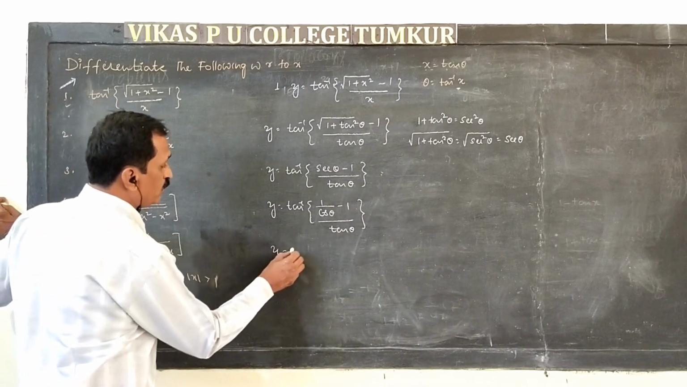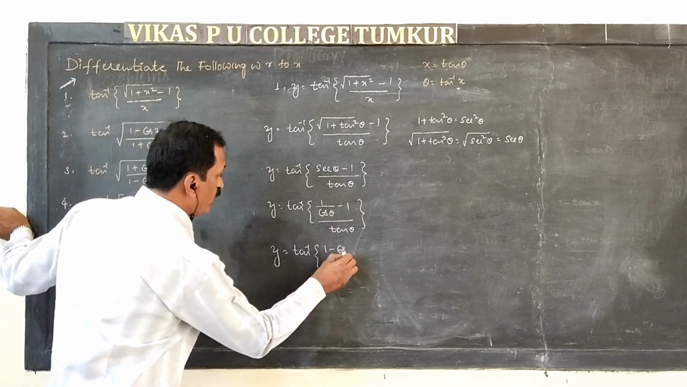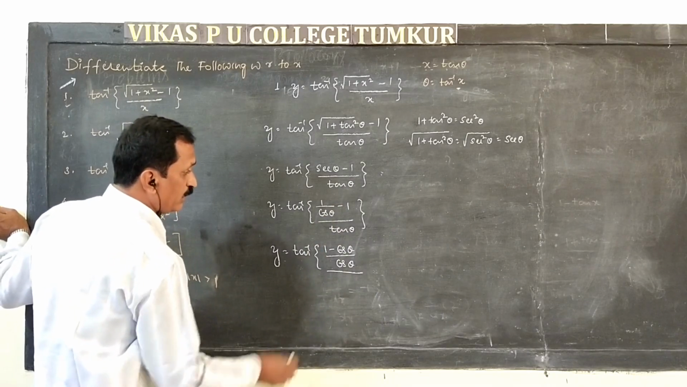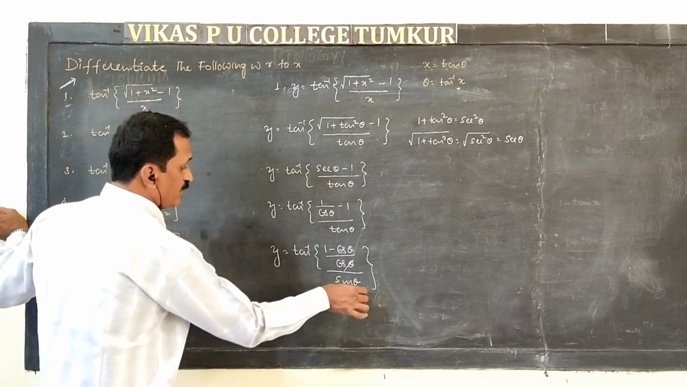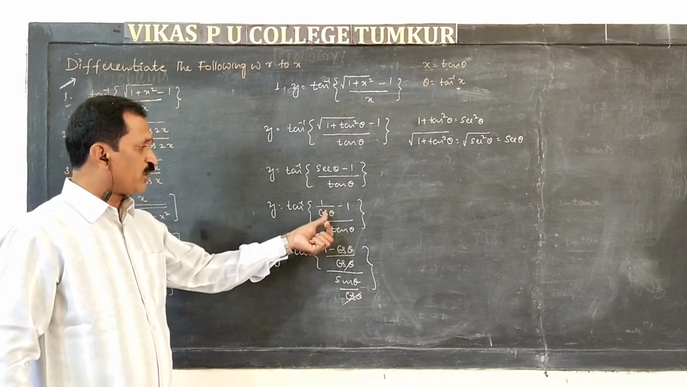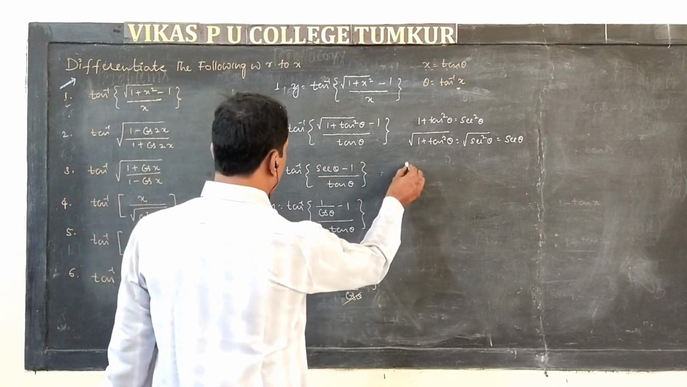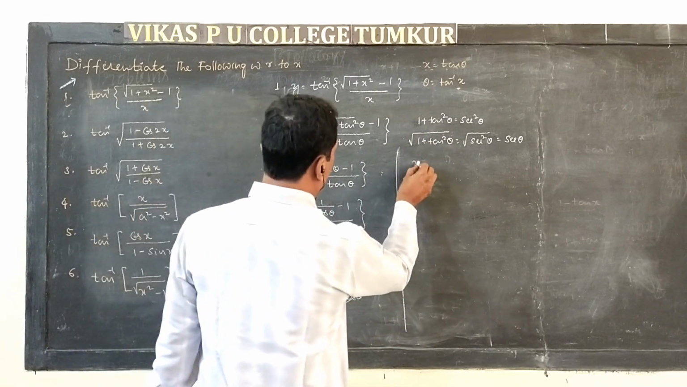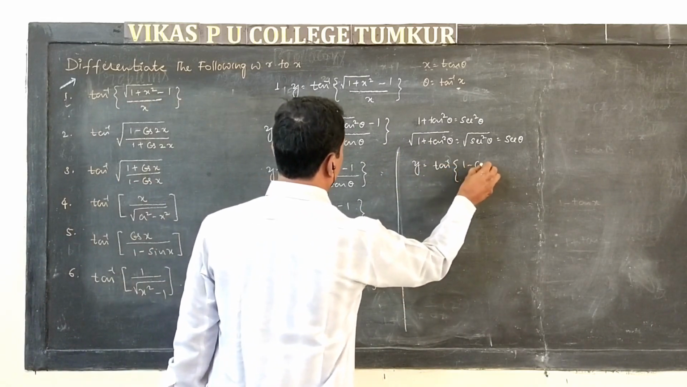y is equal to tan inverse of, let me write the LCM and simplify. This will become 1 minus cos theta divided by cos theta, with cos theta as the LCM and 1 minus cos theta as the numerator. Tan theta is sin theta by cos theta. The cos theta cancels, and the remaining term will be y is equal to tan inverse of 1 minus cos theta divided by sin theta.